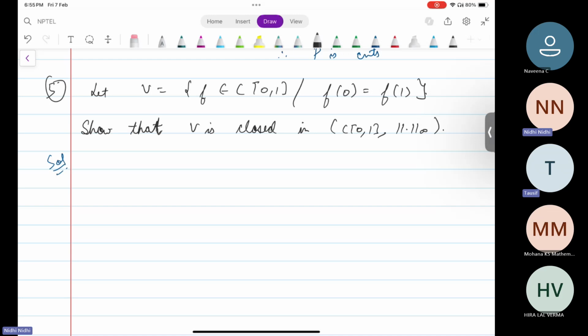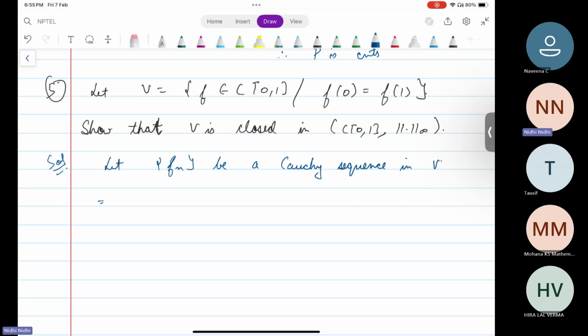Convergence in C01 is basically uniform convergence. It will give us pointwise convergence, and with that, we can show that this limit will be an element in V. I see. Okay, so let's write it formally. Let f_n be a Cauchy sequence in V.